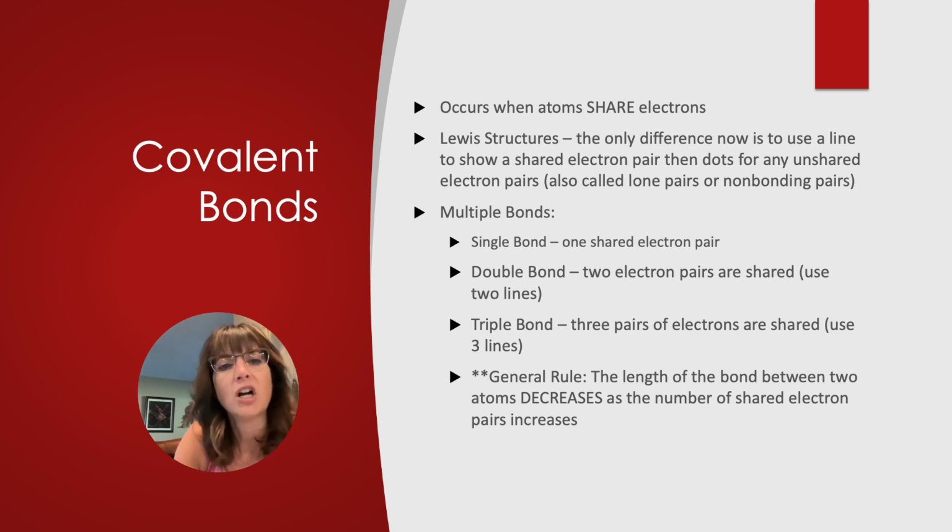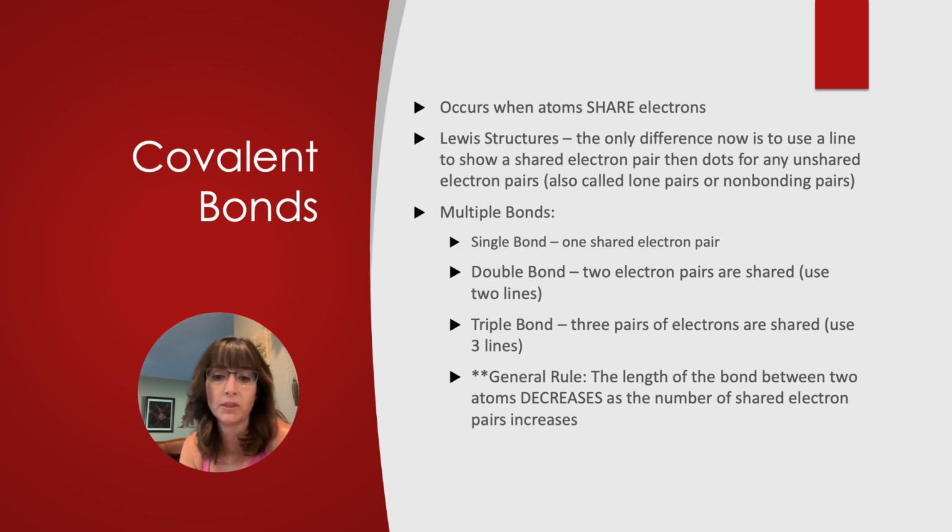All right, let's switch gears. Let's talk about covalent bonds. So in ionic bonds, we were giving away and stealing electrons. Now we are going to share electrons. Oh, they're so friendly. When you look at the Lewis structures for these, and we'll draw a bunch of them, the only difference is I want you to use a line that shows an electron pair being shared between atoms. And then the dots represent electrons that are not paired to anything else. We call those lone pairs or non-bonding pairs.